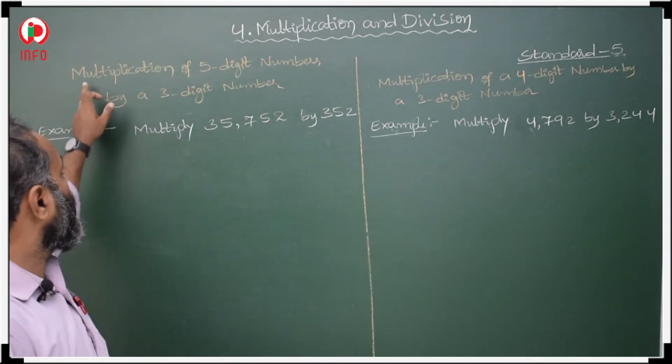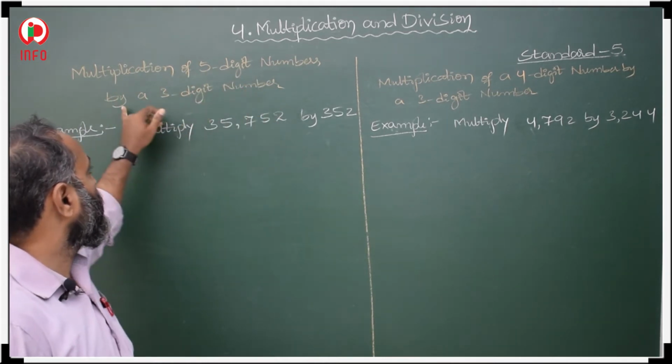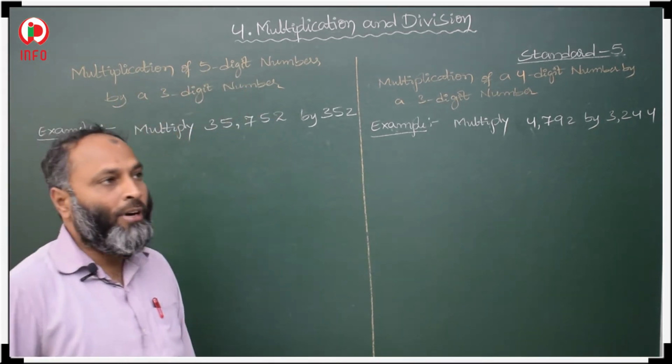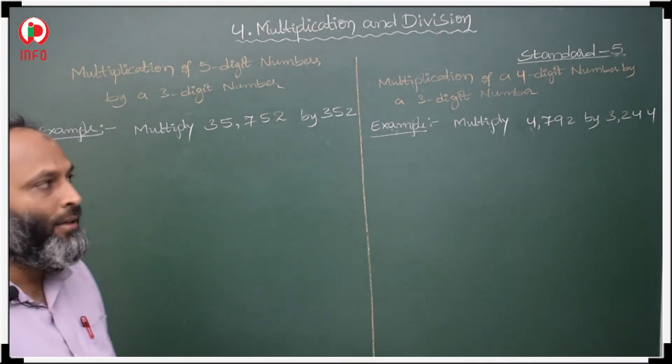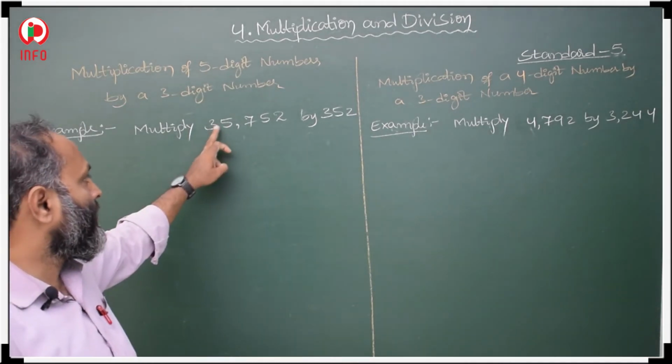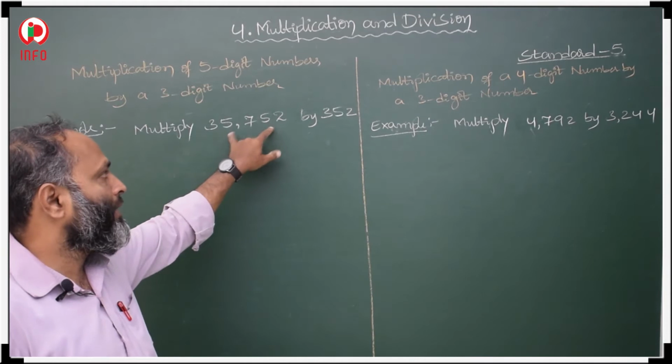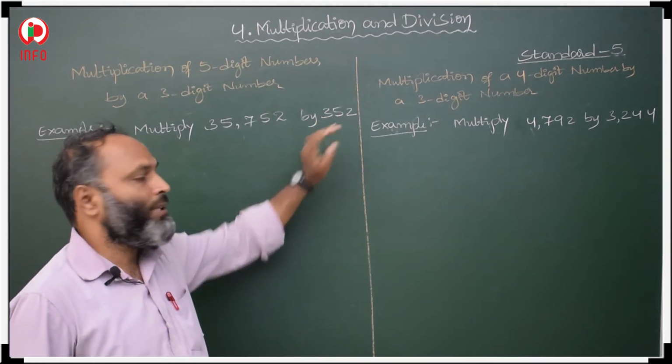Now see here, multiplication of a 5 digit number by a 3 digit number. A 5 digit number we have to multiply with a 3 digit number. How many digits do we have? 1, 2, 3, 4, 5. A 5 digit number with a 3 digit number: 1, 2, 3.